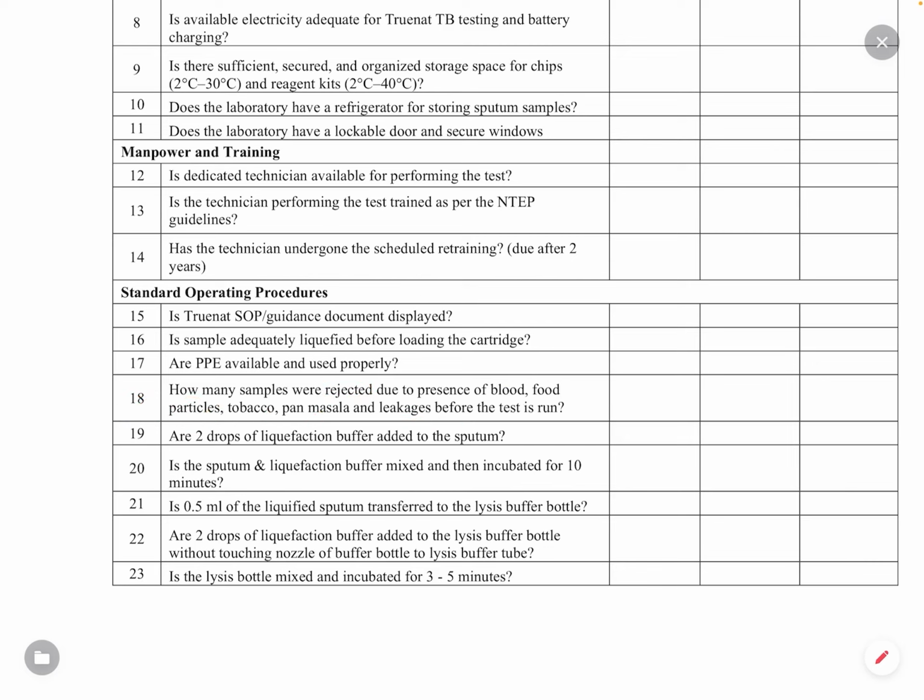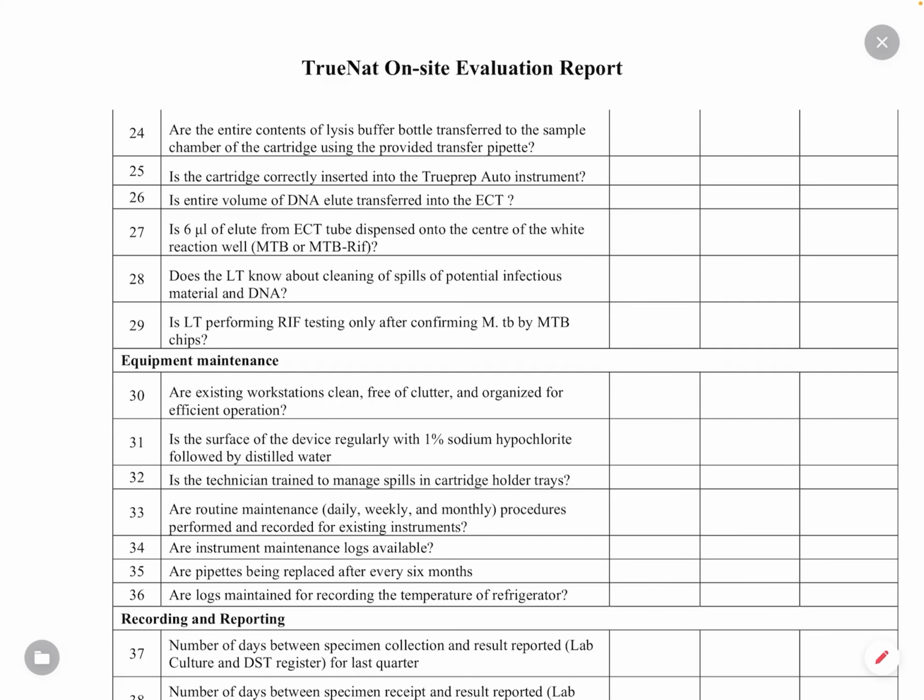Then how many drops? 2 drops of liquefaction buffer have to be added to the sputum. Then is it incubated properly and mixed for 10 minutes? Then after that, 0.5 ml of liquefied sputum is transferred to the lysis buffer bottle. So these are basically the steps of your sample processing. We have to see, when the LT is doing sample processing, whether he follows the steps properly or not. Okay, so here again, are the contents transferred to the lysis buffer bottle, is the cartridge inserted properly, is the eluate fully transferred. All these steps, whether the LT is doing them properly or not.